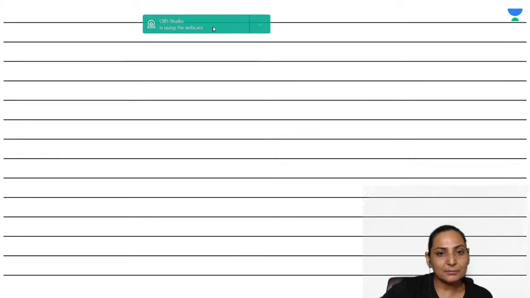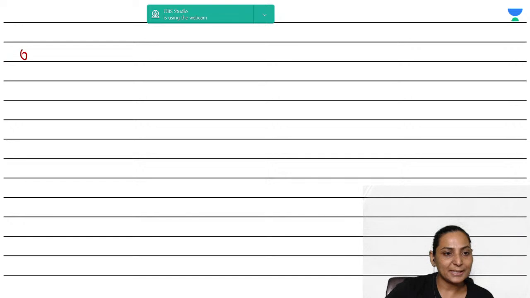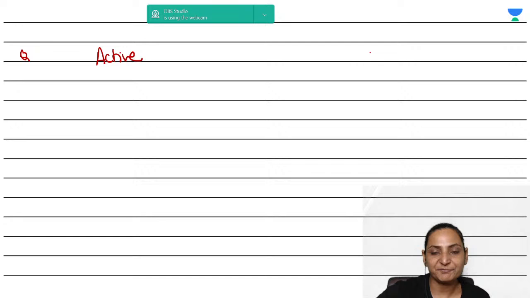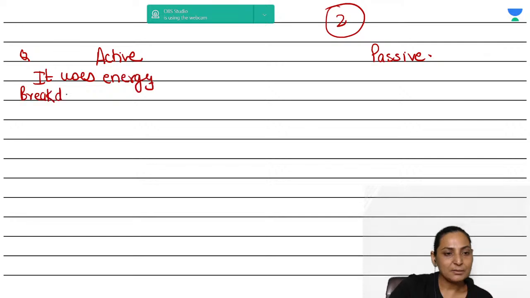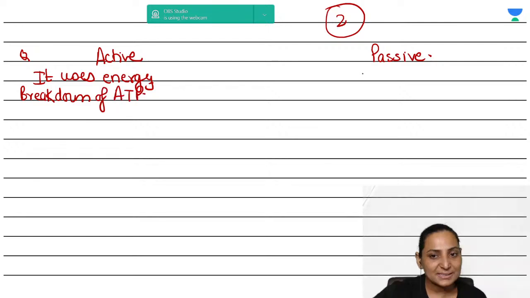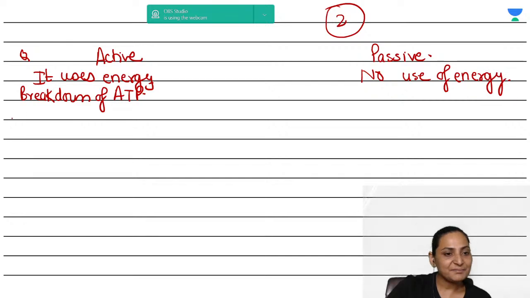Now let us see the differences. Suppose I ask you to differentiate between active and passive transport. So how are you going to make a table of it? This can again come as a 2-mark BAQ. Now first, why is active active? Because it uses energy. That means there is breakdown of ATP, so it is using energy. Whereas in passive, there is no use of energy. So because there is no use of energy, it is passive. Active is against the concentration gradient.